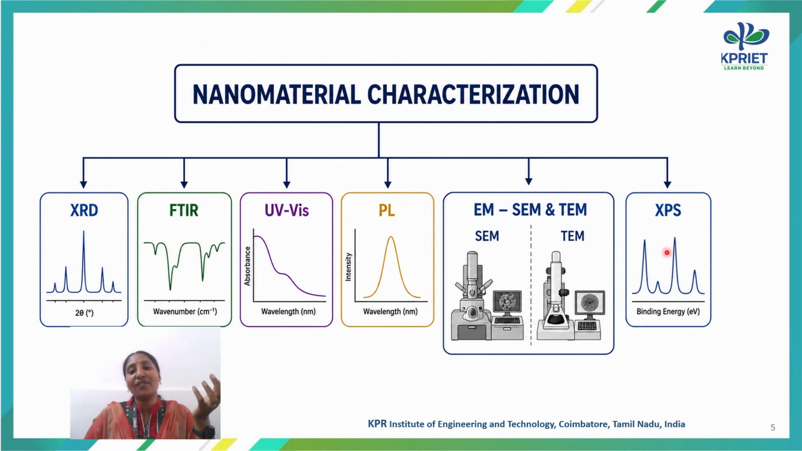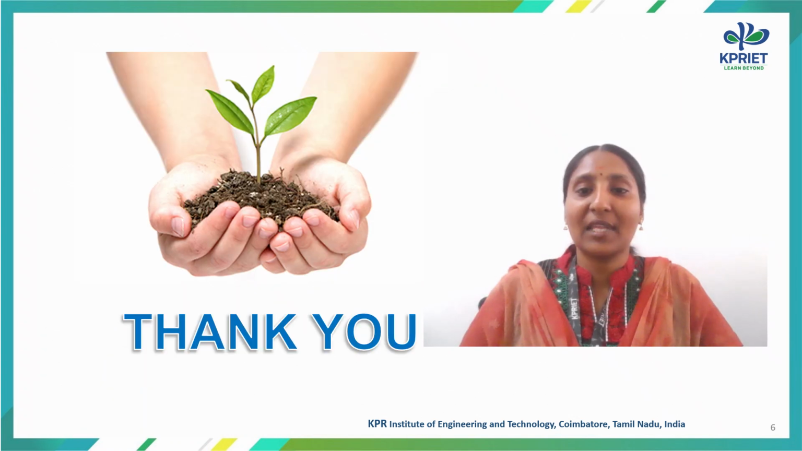So finally we go for XPS. XPS means X-ray photoelectron spectroscopy. This is used to analyze the surface chemical composition, what chemicals are on the surface, and the oxidation state, whether it is in a 2 plus state or 3 plus state. One can know the oxidation state by XPS and confirm the chemical environment of the material surface. So these characterization techniques give a complete understanding of your nanomaterials. Thank you.